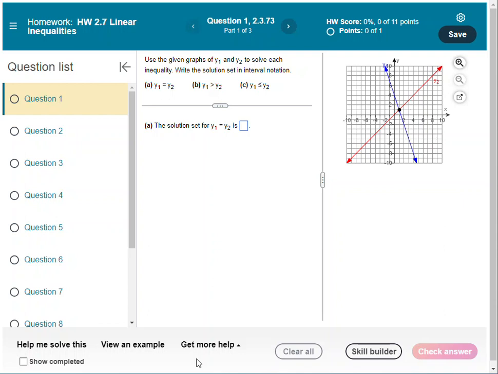I'm looking at a couple questions from section 2.7. First one we're going to look at here is question number 1. We're going to use these two graphs over here, y1 being the blue graph and y2 being the red graph, to solve a few situations.